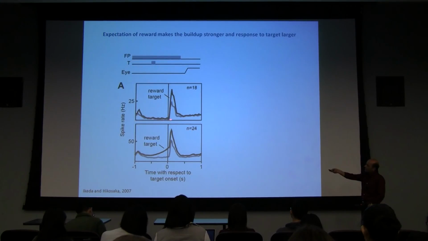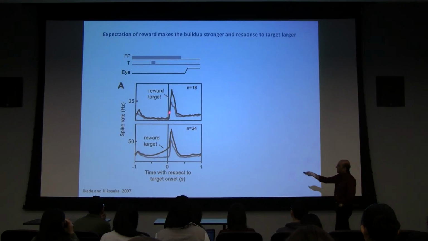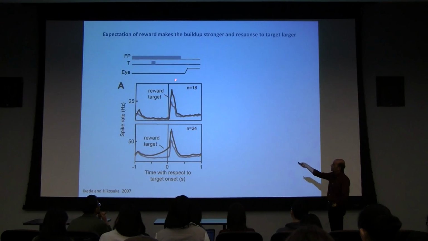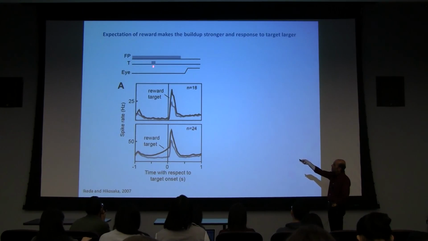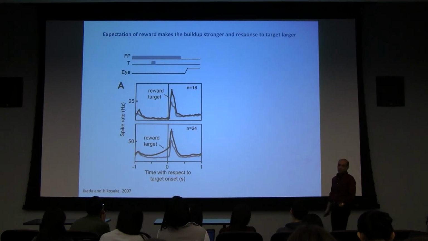So some cells don't care about this reward in the buildup period. Some cells do care about it. Both of the cells fire more when the target appears if it's going to be rewarding than otherwise. In neither of these conditions is the animal making a saccade. The saccade is going to appear later, right? So this is just what happens in response to the target. And you see that there's greater activity in response to the target, and there's greater buildup.